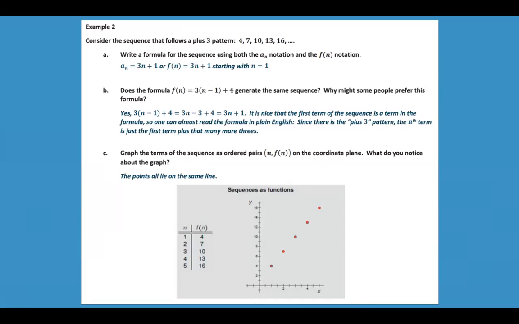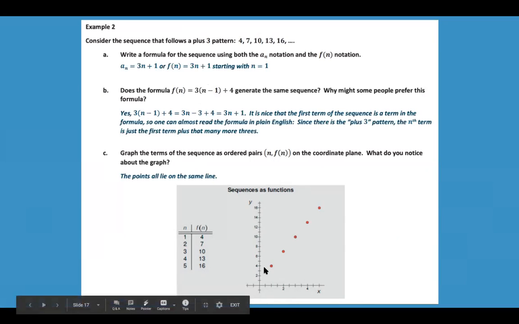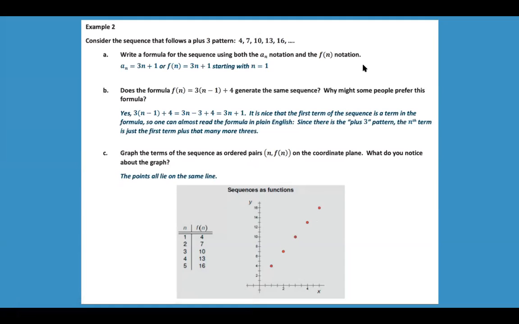This one says since there's a plus 3 pattern, the nth term is just the first term plus 3. That's why, because they have 4, and then you add 3 for every other term. And then if we look at the graph, if we check this out, it looks like all of these dots would create a straight line if we connected them. So they would all be on the same line, and it would be a linear graph.